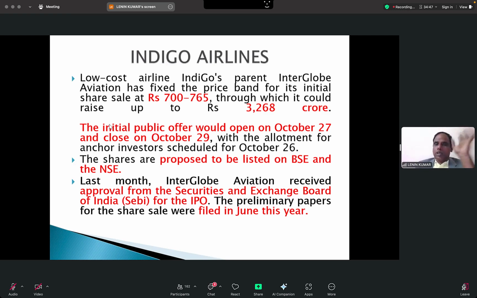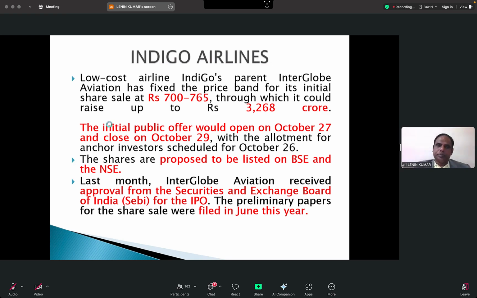The shares are proposed to be listed on the Bombay Stock Exchange and National Stock Exchange. In case of Dubai, it may be listed in the Dubai Financial Market as well as the Abu Dhabi Stock Exchange. I hope this point is clear. The IPO will be open for only 3 days. That is the point you want to concentrate on. From October 27th till 29th, it will be open.